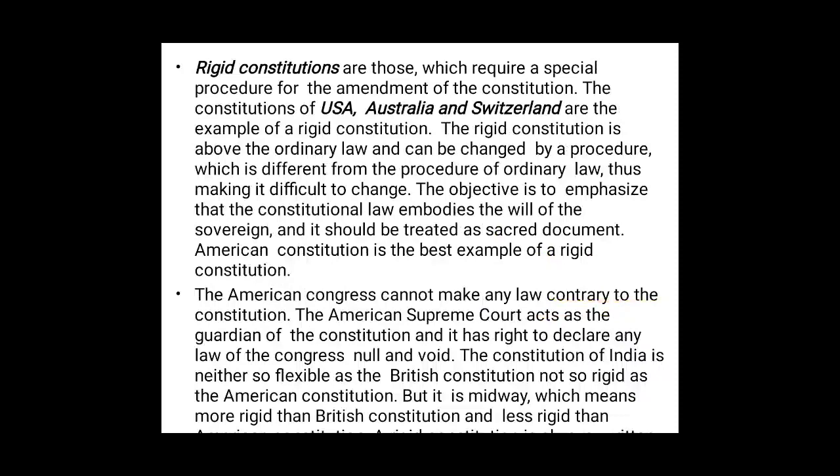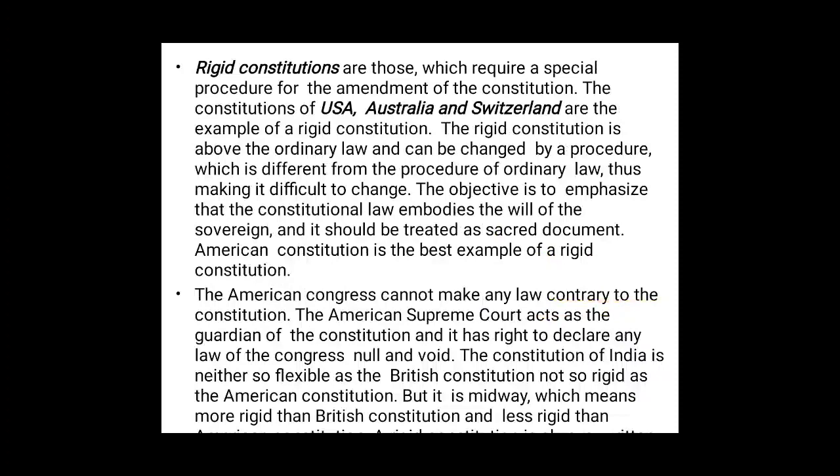Rigid constitutions are those which require a special procedure for the amendment of the constitution. The constitutions of USA, Australia and Switzerland are examples of rigid constitutions wherein the change or flexibility is nominal or equal to none. The rigid constitution is above the ordinary law and can be changed only by a procedure which is different from the procedure of ordinary law, thus making it difficult to change. The objective is to emphasize that the constitutional law embodies the will of the sovereign and it should be treated as a sacred document. American Constitution is the best example of a rigid constitution.